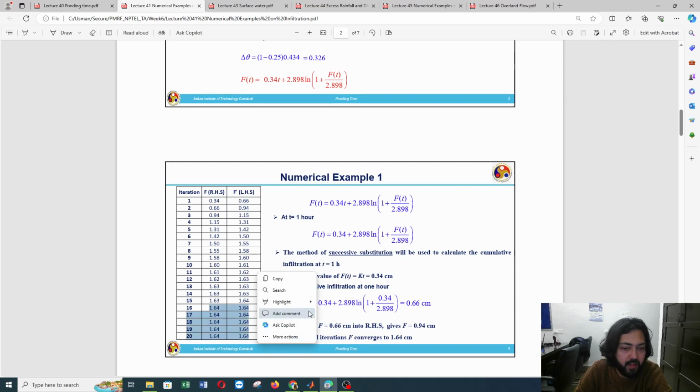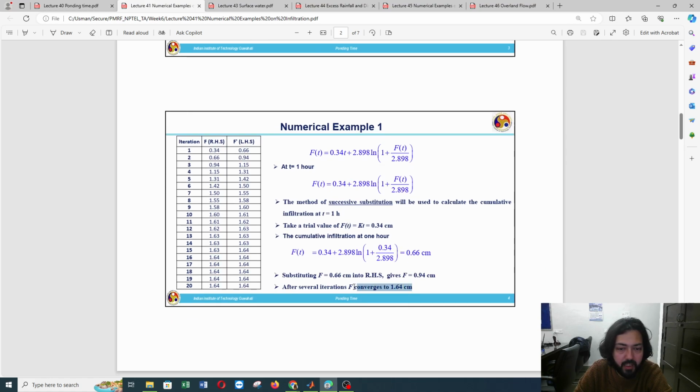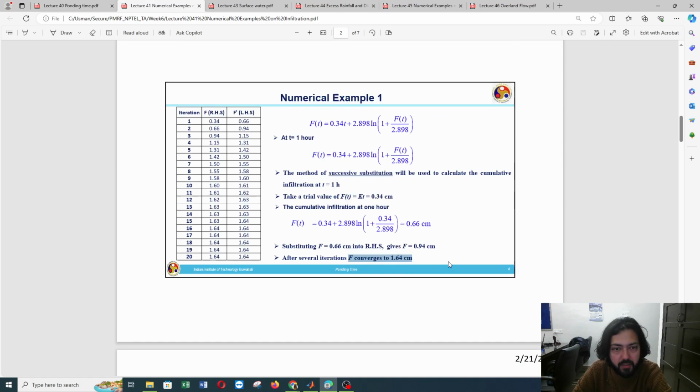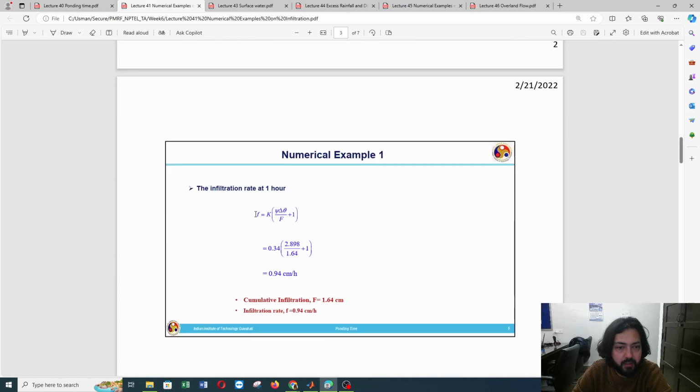So we can say that the value of F of t is 0.66. So we can conclude that cumulative infiltration is 1.64 centimeter. Once you get the value of cumulative infiltration, it is quite easy to calculate infiltration rate, right?